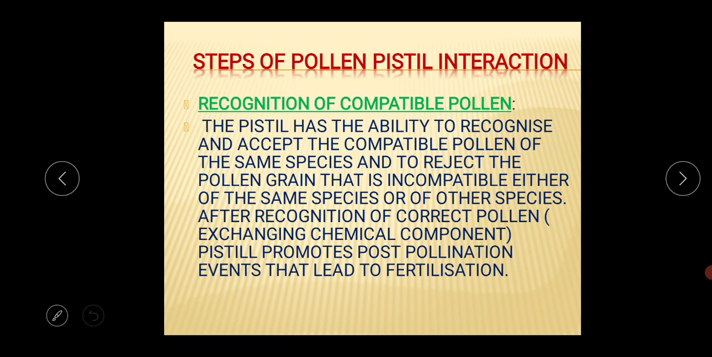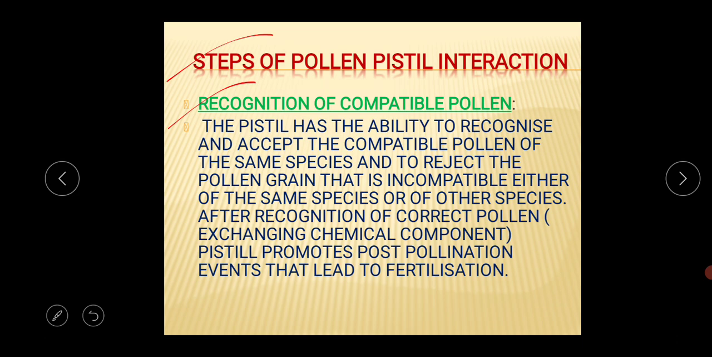Next thing is the steps of the pollen pistil interaction. This slide contains the steps of the pollen pistil interaction. There are a total of 4 to 5 steps. The first step is the recognition of compatible pollen. I am repeating again, the first step is the recognition of the compatible pollen. So what happens in this stage? In this stage the pistil has the ability to recognize and accept the compatible pollen of the same species and to reject the pollen grain that is incompatible, either of the same species or of other species.